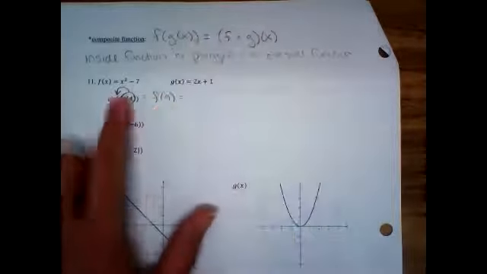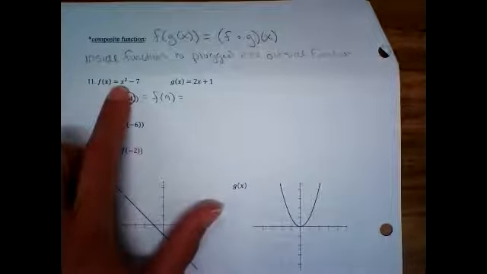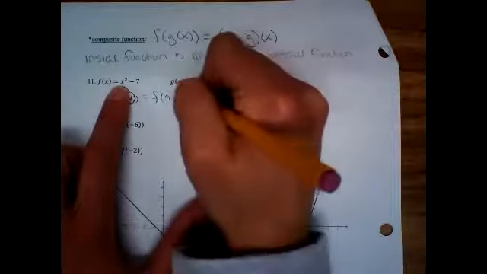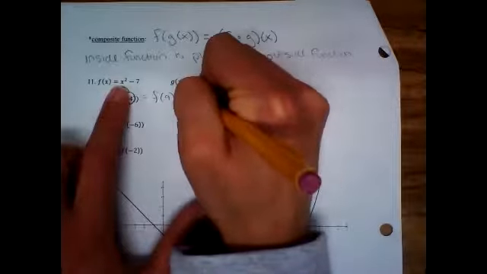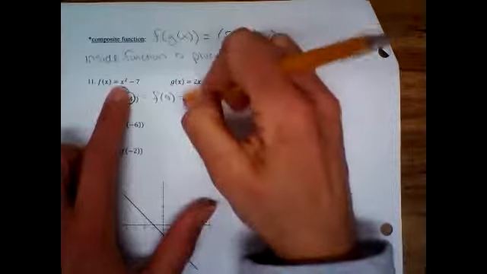All right, now we're going to do f of 9. So we're going to plug in 9 right here. 9 squared, 81, minus 7. Is that going to be 64? Oh, 74. I'm sorry, 74.